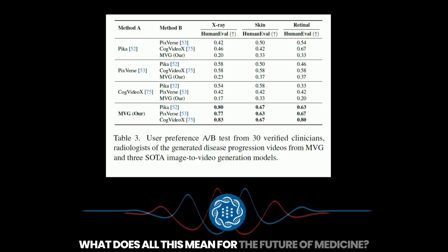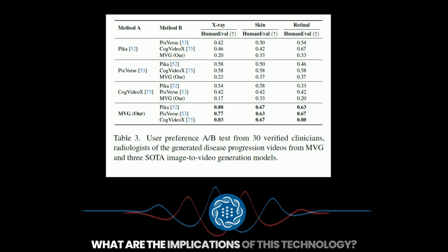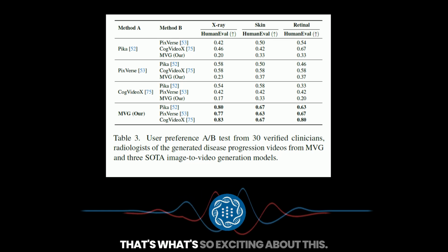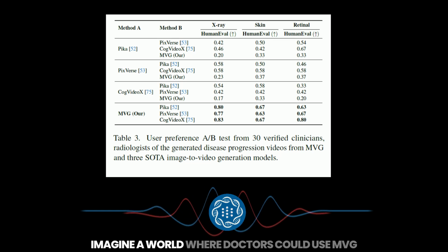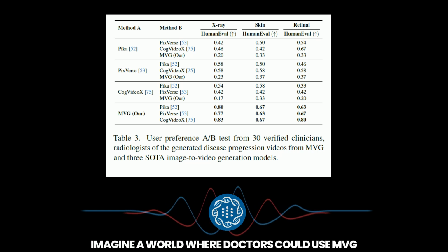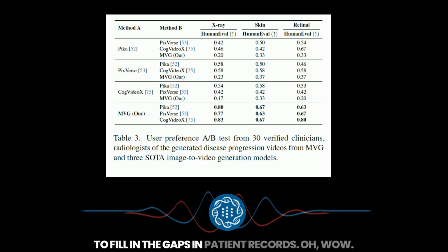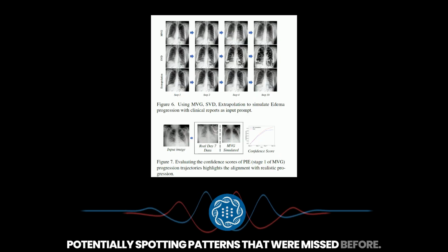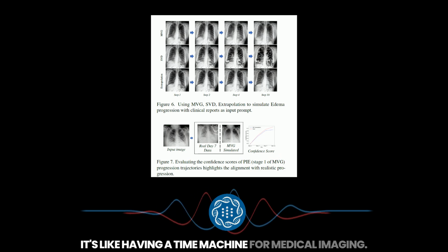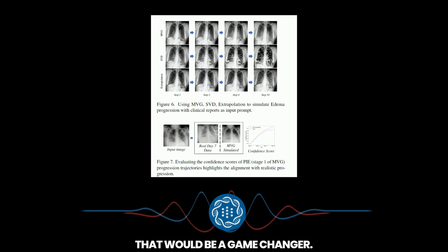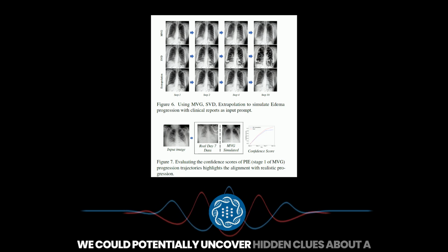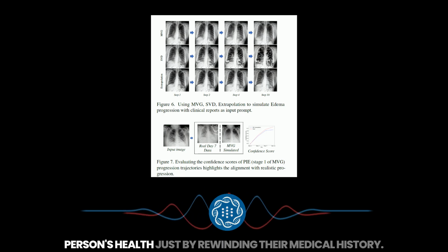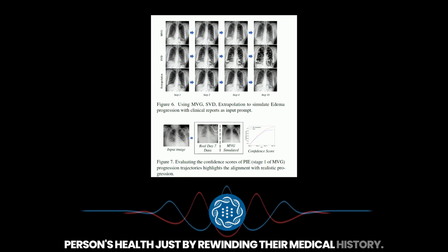What does all this mean for the future of medicine? What are the implications of this technology? That's what's so exciting about this. Imagine a world where doctors could use MVG to fill in the gaps in patient records, potentially spotting patterns that were missed before. It's like having a time machine for medical imaging. That would be a game changer. We could potentially uncover hidden clues about a person's health just by rewinding their medical history.